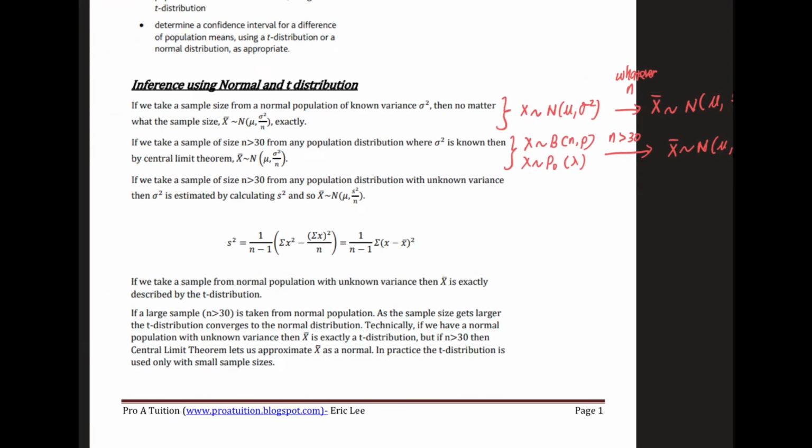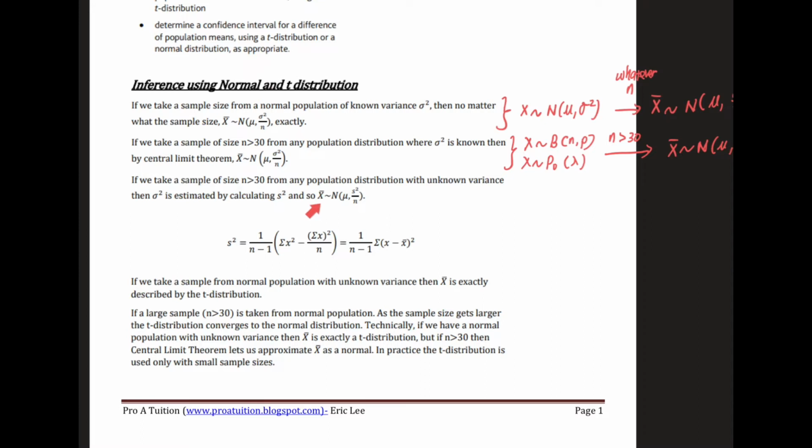Okay, now next one. If you take a sample of size n greater than 30 from any population distribution with unknown variance, now we don't know the variance, just now sigma square is known, now we don't know, then sigma square is estimated by calculating s square. So if you don't know the population variance, you have to count it out by using this formula: s square equals 1 over n minus 1, sum of x square minus sum of x, square over n, or you can use this formula, 1 over n minus 1, sum of x minus x bar square. So we use this formula to estimate the population variance. Once you estimate that, then you can also claim that x bar is a normal distribution.